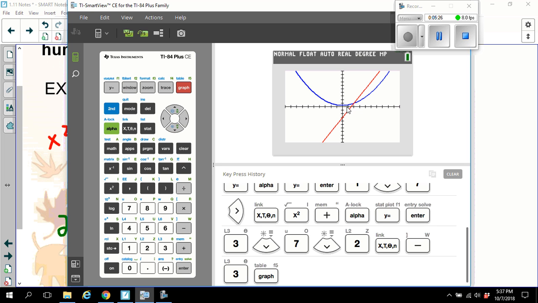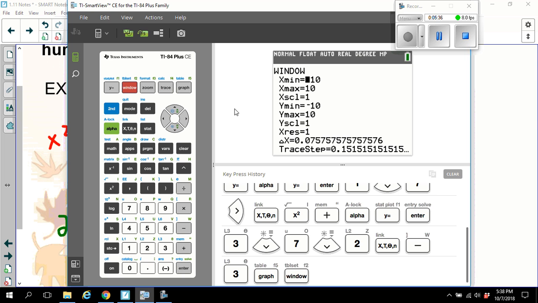So we will have to change our x on the positive side, so make it bigger, and then the y's, make those bigger as well. So now we're going to go to window. Now, to know how big to make it, this is kind of just a trial and error process. So let's just say we change our x max to 20.